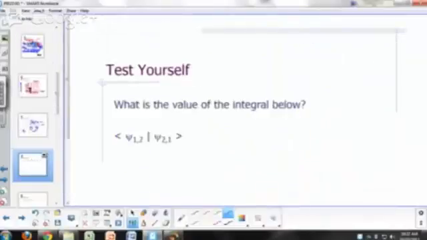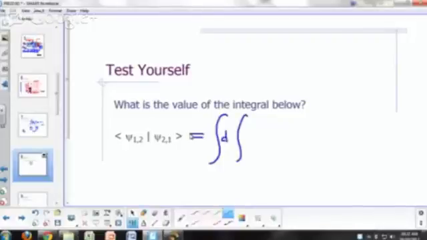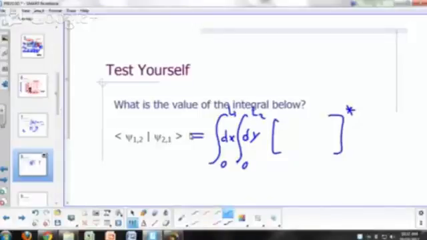How about this integral? Psi 1 2 with psi 2 1 in bracket notation. How would you expand this? This is going to be a long one, huh? So integral dx from 0 to L1, dy from 0 to L2. What's psi 1 2? You have to put a star for that one, and then you have psi 2 1 over here. So what's psi 1 2?